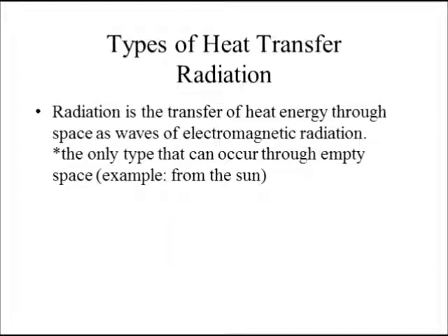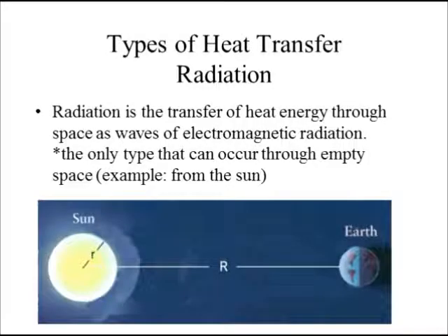All right, so radiation, last one. Radiation is a transfer of heat through space as waves of electromagnetic radiation. It's the only type that can really travel through space, right? So we usually get this from the sun. This is what creates our seasons, depending on which way our axis is tilted. That's going to make summer, winter, fall, spring, all those different things that are going on. So we get that radiation.